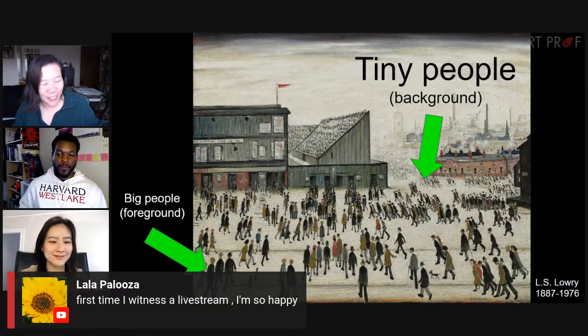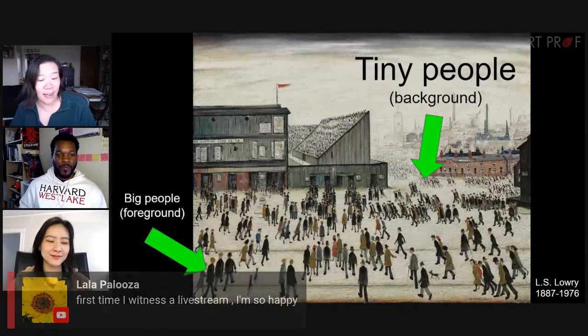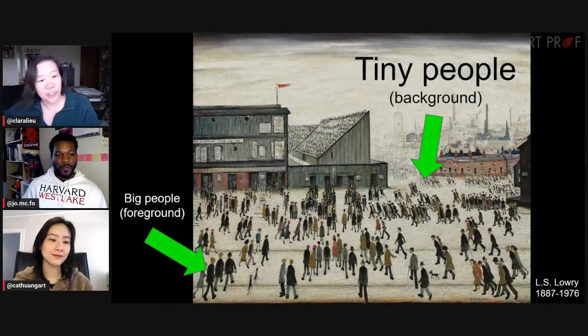I'm so happy you're here with us, Lollapalooza. First time witnessing a live stream. I'm so happy. Tell us in the chat if you are watching a stream for the first time or if you're a lurker and have never commented before. Just say hi. I just love it when people do that.